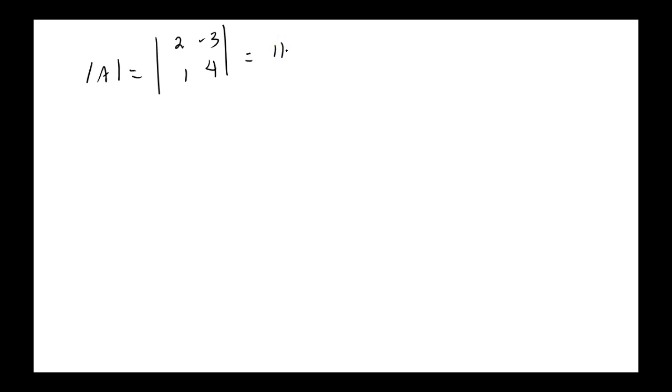All right. Now, let's do matrix B. Matrix B, another 2 by 2. 1, 4, 2, negative 3. What do we do? How is B similar or different from A?